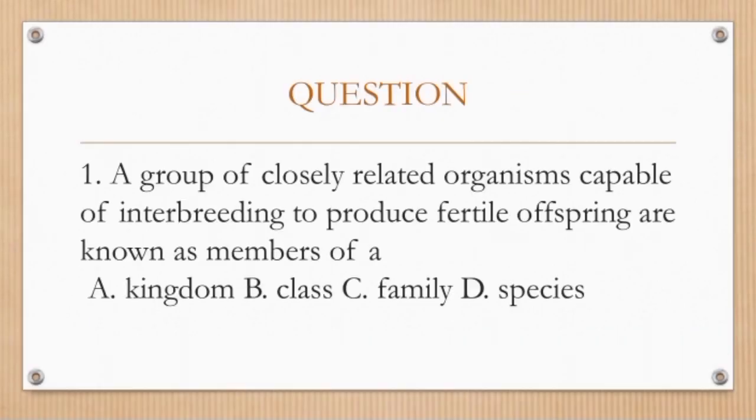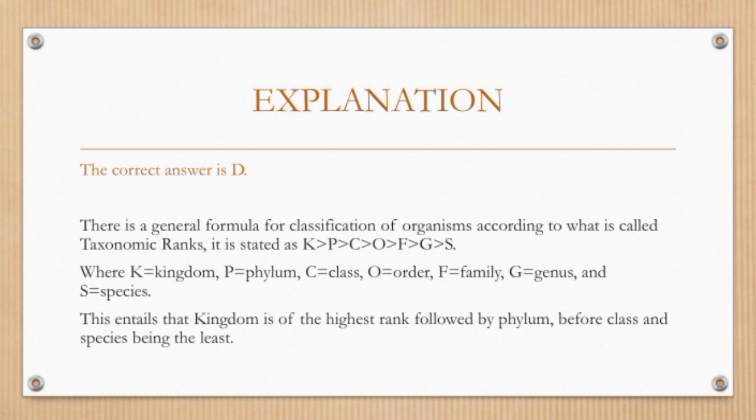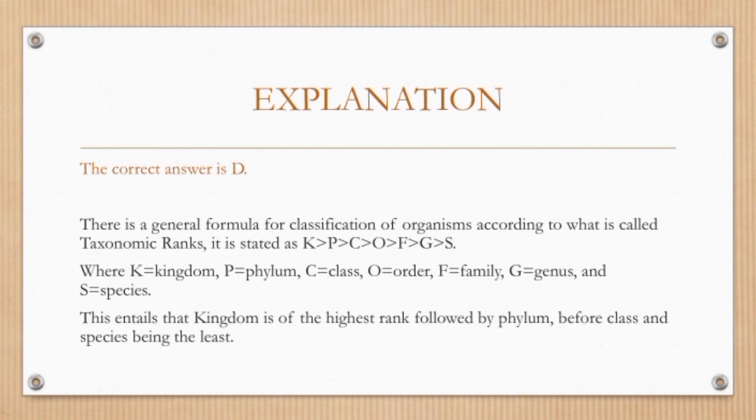So why is D the answer? Why is species the answer? There's a general formula for classification of organisms according to what is called the taxonomic rank, which is stated as KPCOFGS, which is the kingdom, phylum, class, order, family, genus, and the species. So this entails that the kingdom has the highest rank, followed by the phylum, then the class, and the species, which is the least.